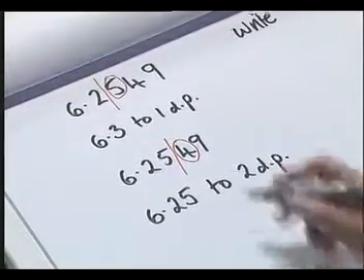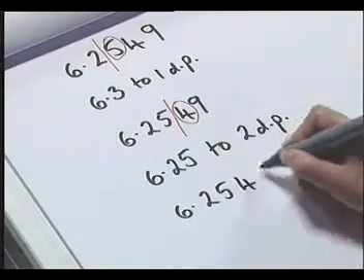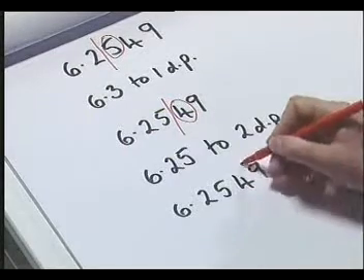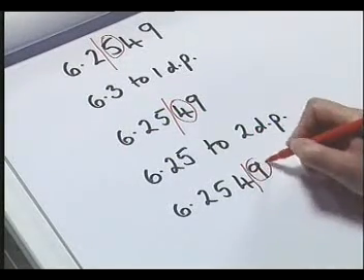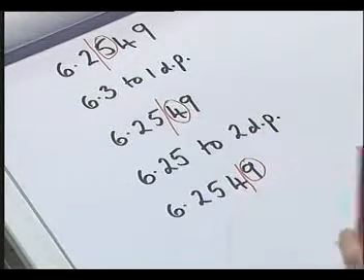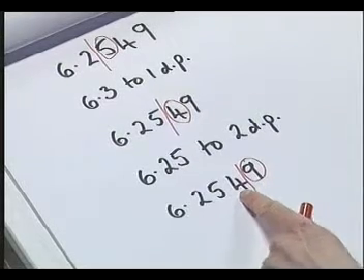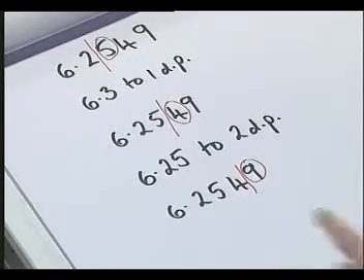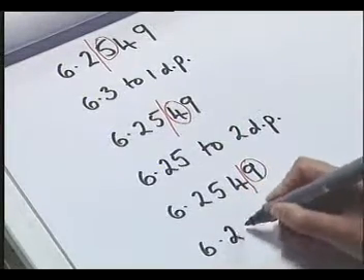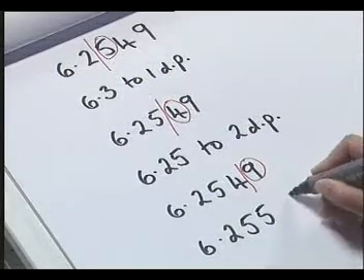And for the 3 decimal places, let's write our number out again. This time our line goes here. And this is the digit we need to consider to see if it's going to have any effect on this digit. It's a 9, so it is. 9 is going to make this closer to being a 5. So our answer to 3 decimal places is 6.255.